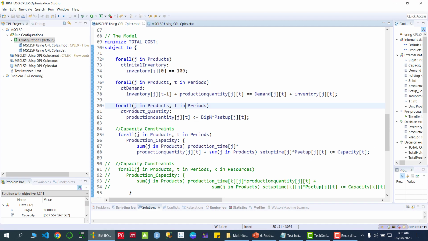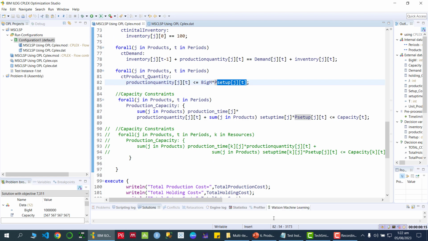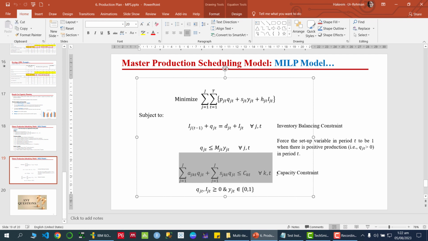So that's why we are saying for all j in product, t in period. Okay, so this is again the name of the constraint. Then we are saying the production quantity, which is Q_jt, must be less than or equal to the big M multiplied by the setup variable. And lastly, we are mentioning the setup constraint.